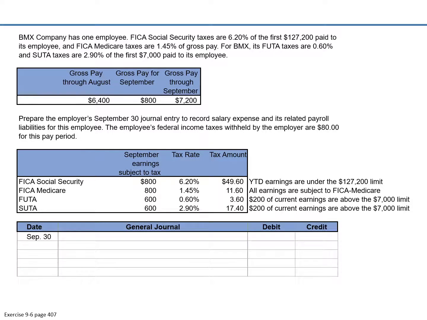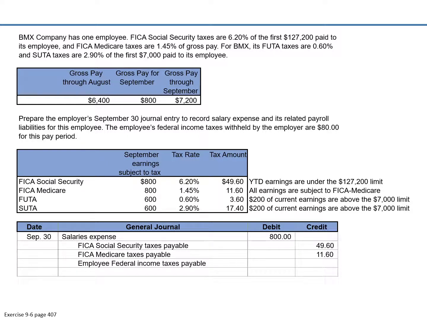So now, the journal entry to record the pay would be salary expense, total of $800. FICA Social Security tax payable for $49.60. We credit that. We credit our Medicare tax payable for $11.60. We credit our federal income tax payable, which they tell you is $80, right up here. And the net is your salary payable to your employees.